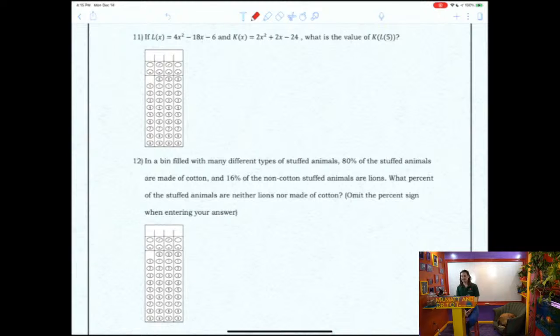Number 11 asks if L of x is equal to 4x squared minus 18x minus 6, and k of x is equal to 2x squared plus 2x minus 24, what is the value of k of L of 5? And number 12 asks, in a bin filled with many different types of stuffed animals, 80% of the stuffed animals are made of cotton, and 16% of the non-cotton stuffed animals are lions. What percent of the stuffed animals are neither lions nor made of cotton? I'll give you 6 minutes, and after 2 minutes, I'll start to solve.